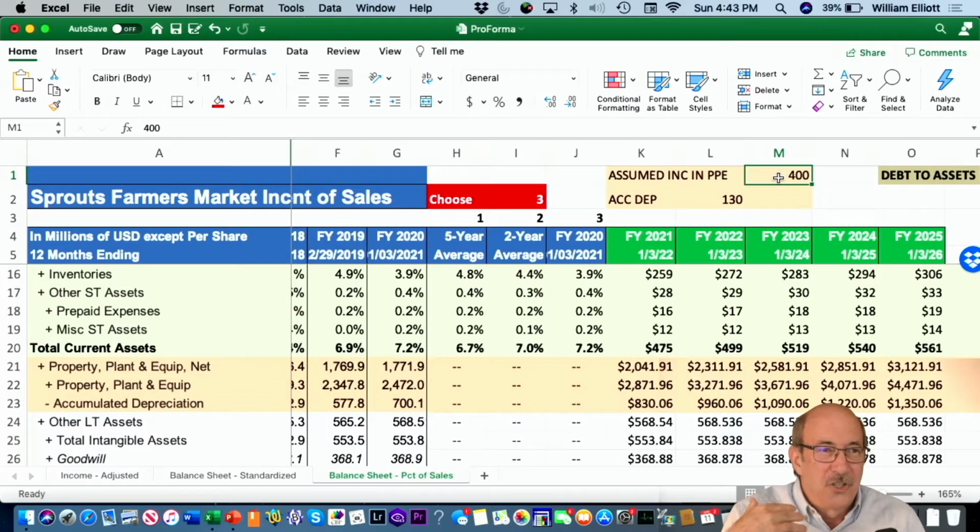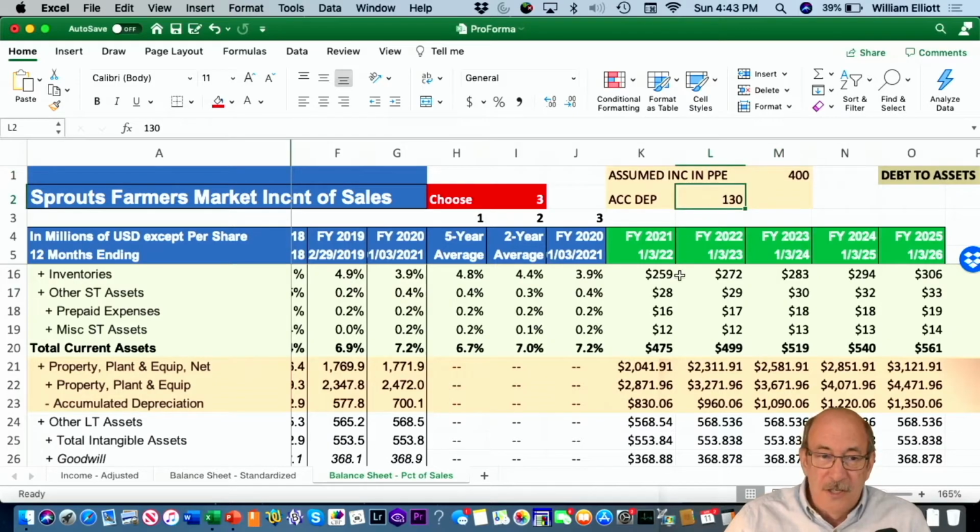I have not done all of my due diligence on Sprouts, so I'm just giving you an example. I don't even know that this is appropriate, but I'm giving you some ideas of what you could do. So here I said, let me increase PPE by $400 million every year, and I'm going to continue with an accumulated depreciation of about 130 every year.